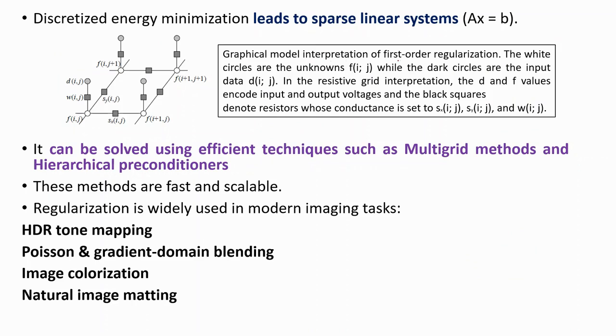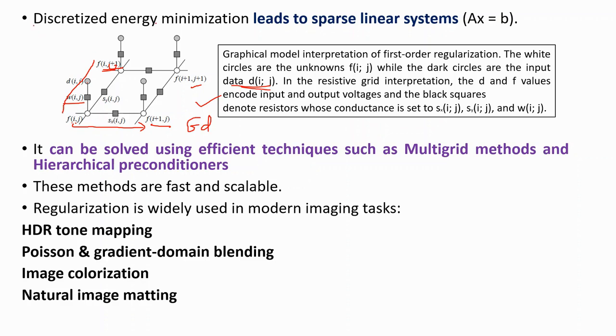Okay, so a graphical model interpretation of first order regularization is shown in this figure. So the white circles are unknowns, f of ij, and the same diagonal, so i plus 1 comma j, and look at this is i comma j plus 1, and this point is j plus 1 and i plus 1. These points are unknown, and these are the weights we are going to consider as per the previous formula. That's what mentioned in the square. And the shaded circles, the dark circles are the input data. Based on this, we can find the Ed term.